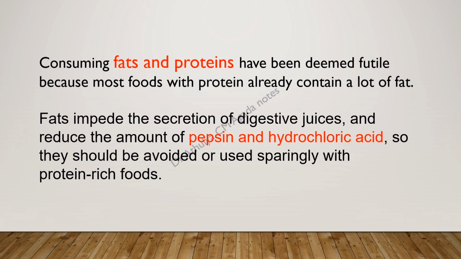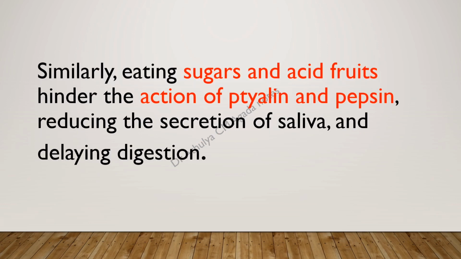Next, about the consumption of fats and proteins together, it is deemed futile because most protein foods already contain a lot of fat, and the fats impede the secretion of digestive juices and reduce the amount of pepsin and hydrochloric acid, so they should be avoided or used sparingly with protein rich foods. Similarly, eating sugar and acid fruits hinders the action of ptyalin and pepsin, reducing the secretion of saliva and thereby delaying the digestion. In this way, the Virudhaahara acts in our body.